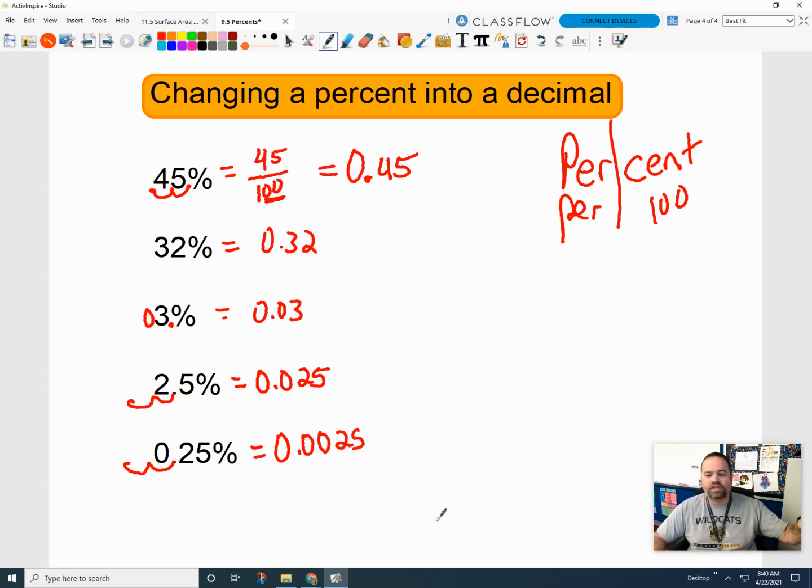All right, so I moved that decimal point 2 places to the left, and that's it. Percents to decimals.